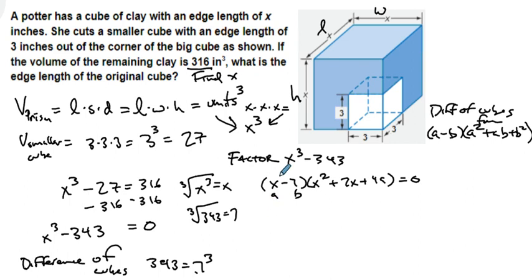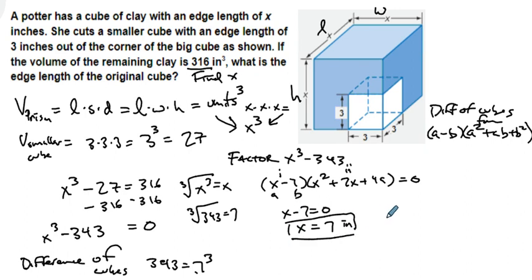So we have two things we have to set equal to 0. So we got this one and we got this one, all right? And so we're gonna do this one first. So you get x minus 7 is equal to 0, and then you get x is equal to 7, and this would be inches, right? Because it's cubic inches. So this is one solution.